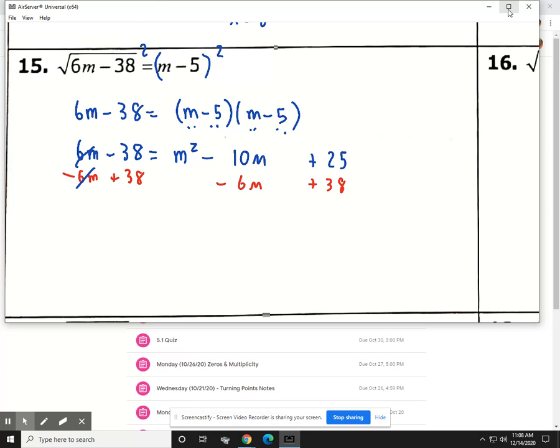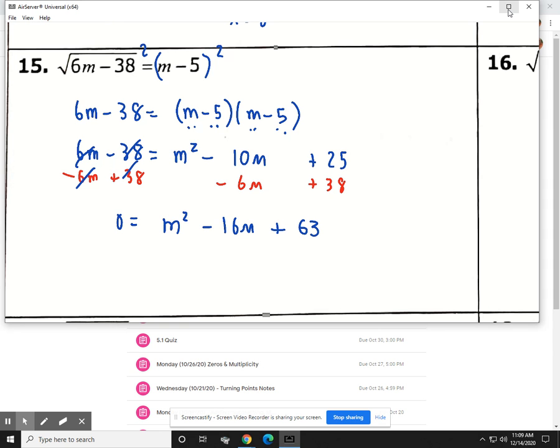These cancel. These cancel. So we're left with 0 equals. That had nothing to combine with, so it drops. What is negative 10m minus 6m? Negative 16m. And then what's positive 25 plus 38? I believe it's positive 63. Positive 63.